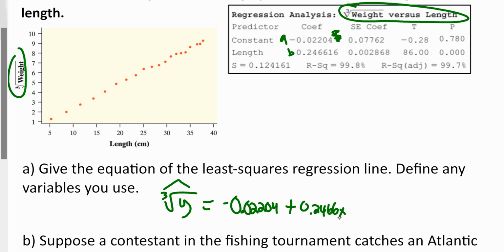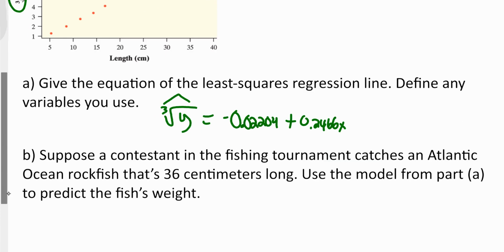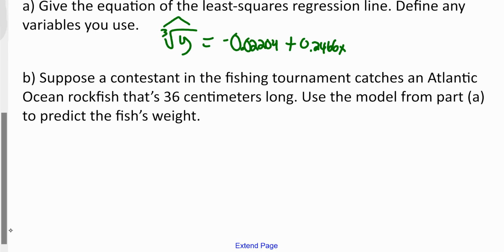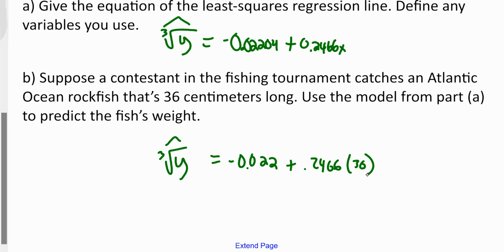All right. So we have a new model. We could answer the same question or a similar question based on this. I guess what's a 36 centimeter one? We would say all this equals negative 0.022 plus 0.2466 times 36. You get the cube root of y equals about 8.87.